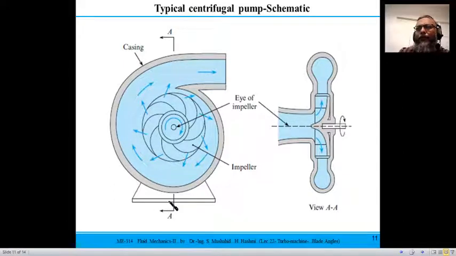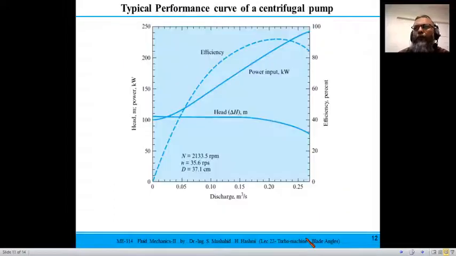This is the cross-sectional view at that point, so this view would be if you are viewing it from that section. You see the fluid enters an impeller parallel to the axis of rotation, and then it moves in the radial direction. And this would be the cross section of the casing. So this is a typical schematic diagram of a centrifugal impeller.